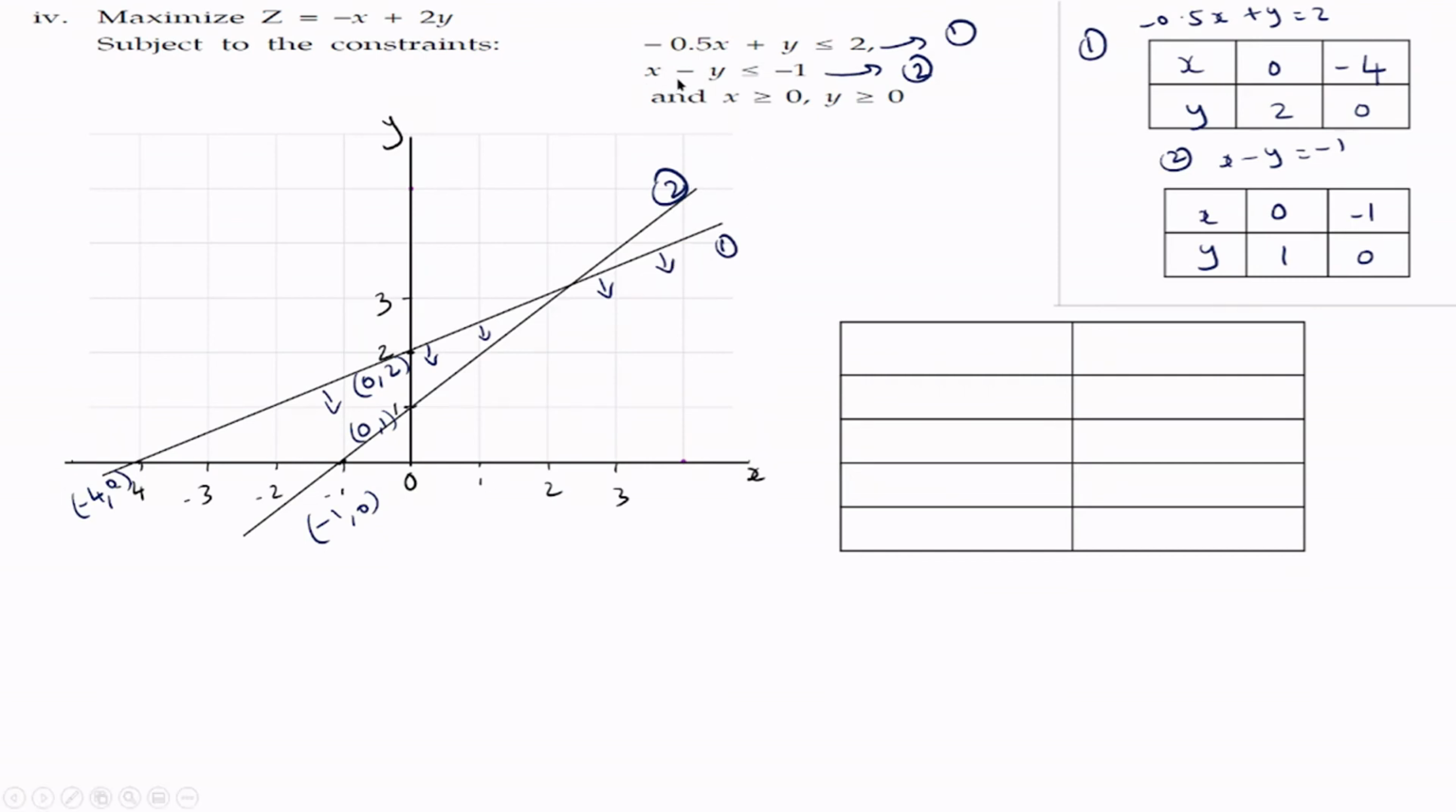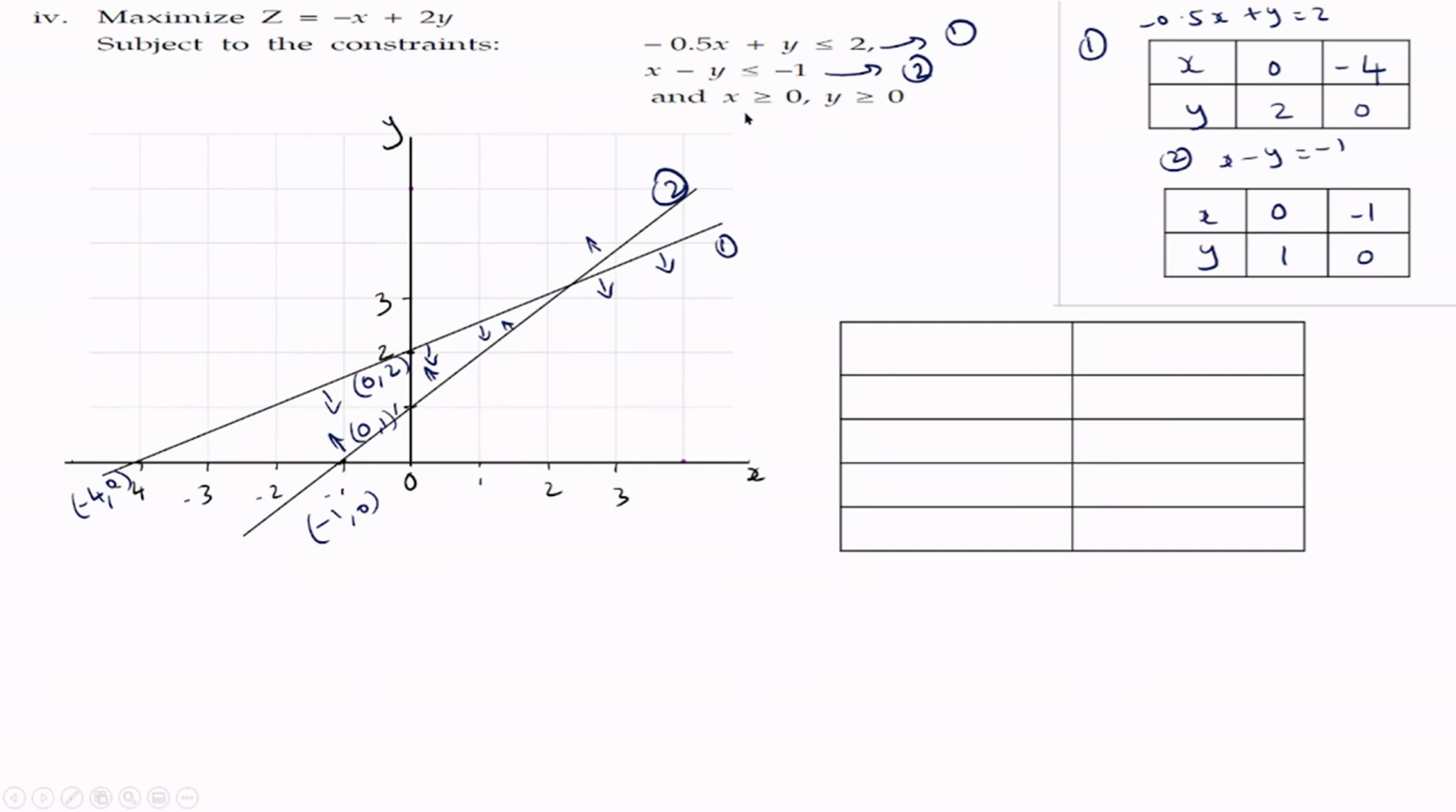And then for x minus y less than or equal to minus 1, if we take the origin and take the coordinates 0, 0, 0 is not less than minus 1. So the region corresponding to the second inequality is this part. So this is the region corresponding to the second inequality.